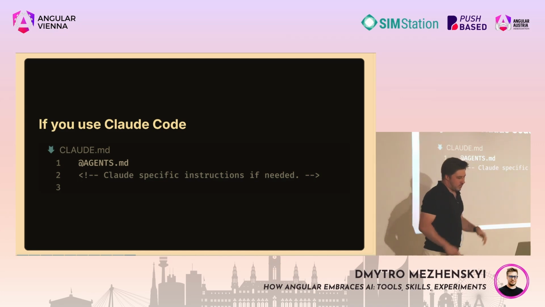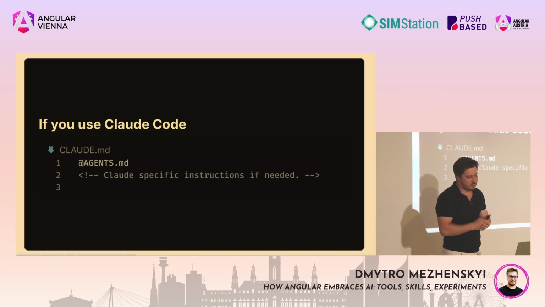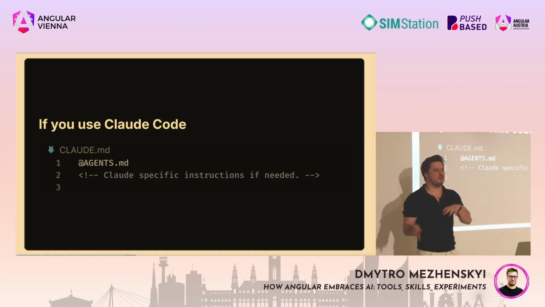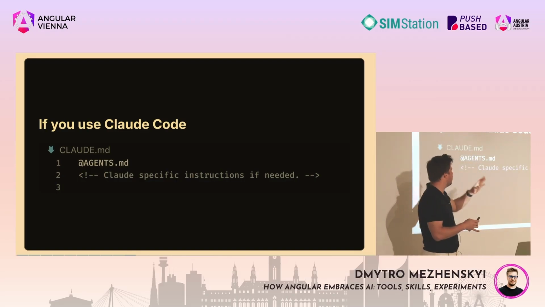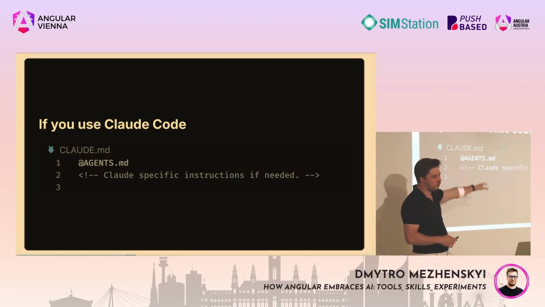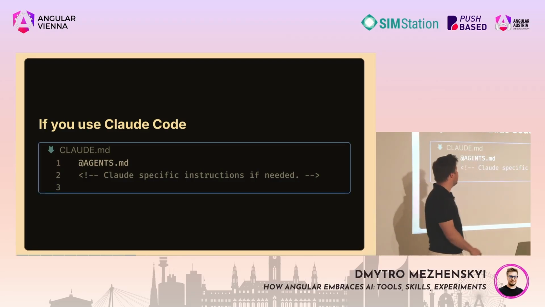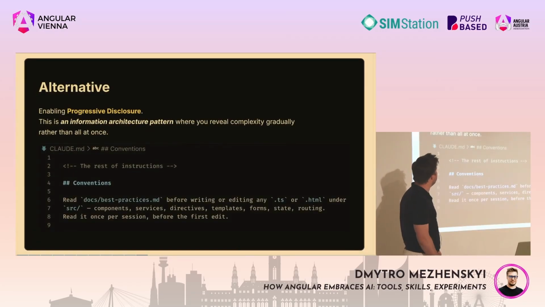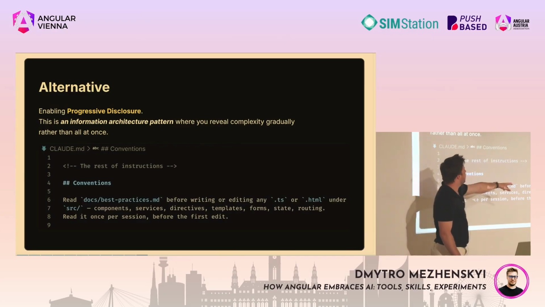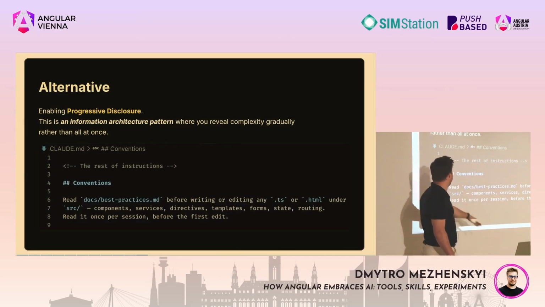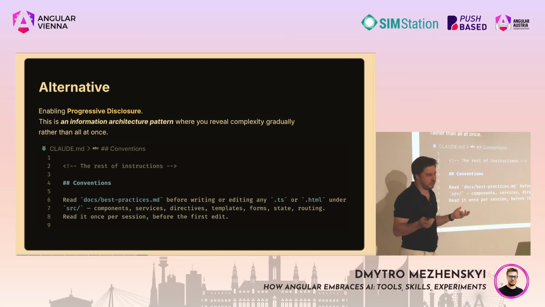What I also do, this is what is automatically generated, but in reality, I extract those best practices into a separate file and place it somewhere under the docs folder or something like that. And I simply instruct the agent in ClodeMD, for example, that before writing or editing TS or HTML files, read and link to the best practices file. It has one benefit that I find pretty useful. It enables so-called progressive disclosure for the agent.